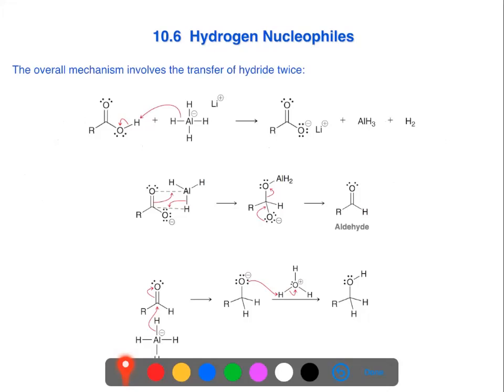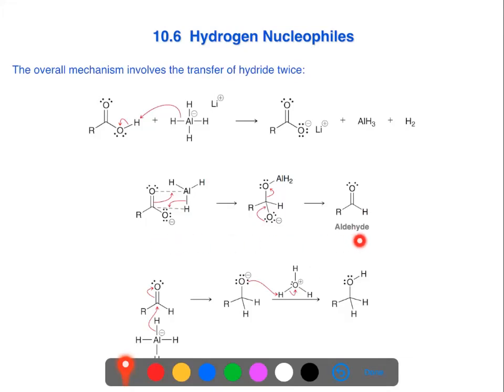Now, for the reduction of carboxylic acids, the mechanism is a little bit more complex, and I don't expect you to be able to draw the curved arrows representing this particular reduction reaction, but I thought I would include it into our class notes and discuss it briefly just to show you that we do have a fairly reasonable mechanistic understanding of how this reduction proceeds. So overall, what we observe is the formation of the alcohol.